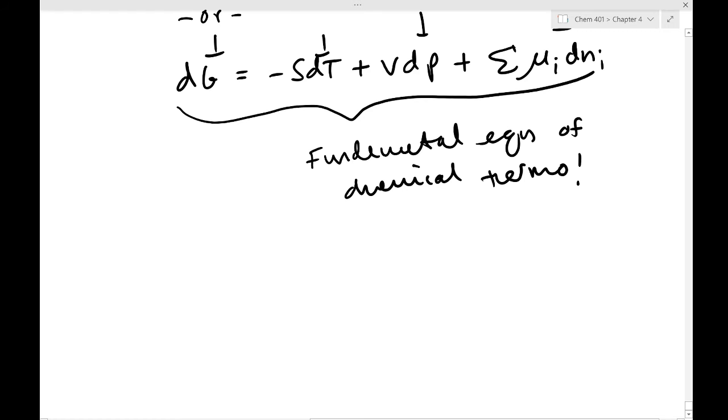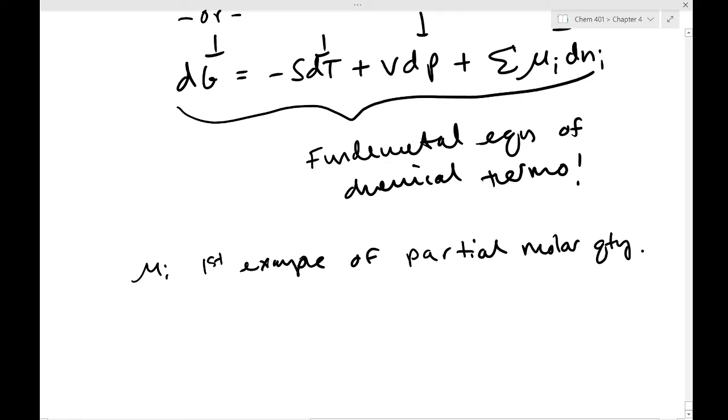Okay, and a few more remarks about mu sub i, or the chemical potential. Mu sub i is the first example in this course of a partial molar quantity. We'll be seeing more of these as we go through the book, but this is the first example of this.